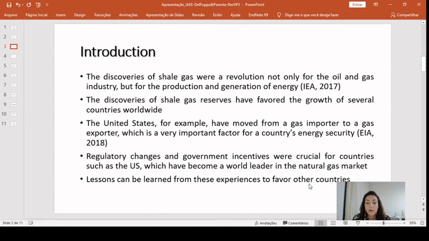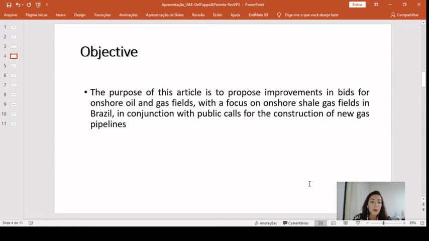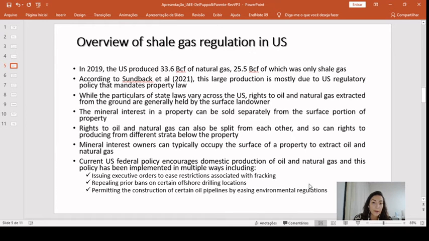Regulatory change and government incentives were crucial for countries such as the US, which has become a world leader in the natural gas market. Lessons can be learned from this experience to favor other countries. And my object is a proposed improvement in bids for onshore oil and gas fields, with a focus on onshore shale gas fields in Brazil, in conjunction with public calls for the construction of new gas pipelines.